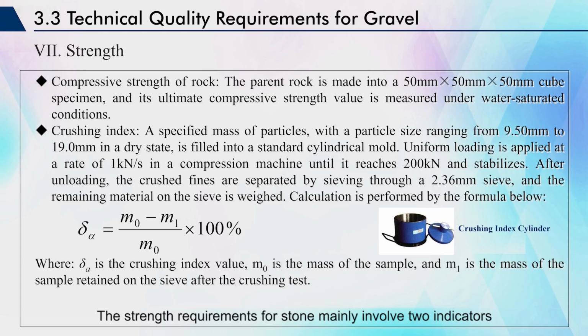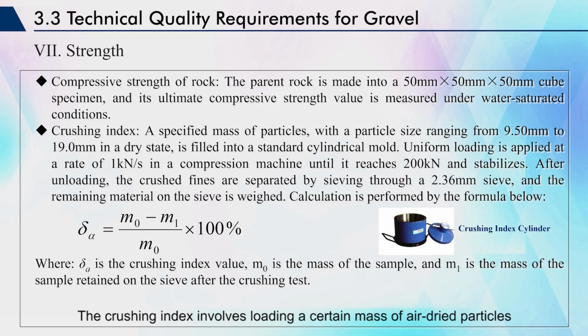The strength requirements for stone mainly involve two indicators: rock compressive strength and crushing index. Rock compressive strength is determined by making cubic specimens of the parent rock measuring 50 mm by 50 mm by 50 mm and measuring their ultimate compressive strength under water-saturated conditions.